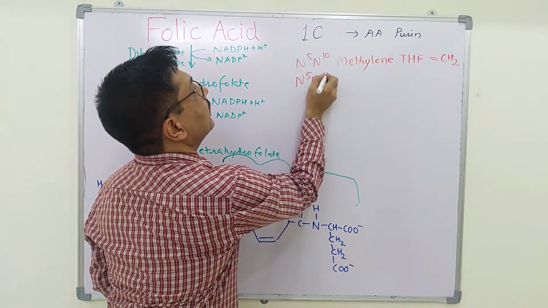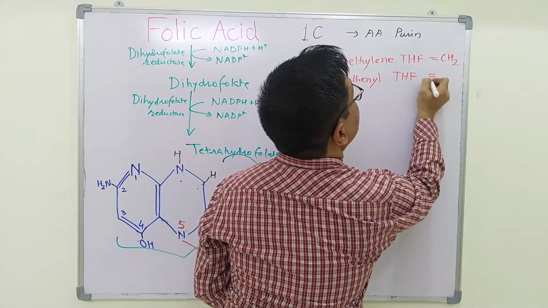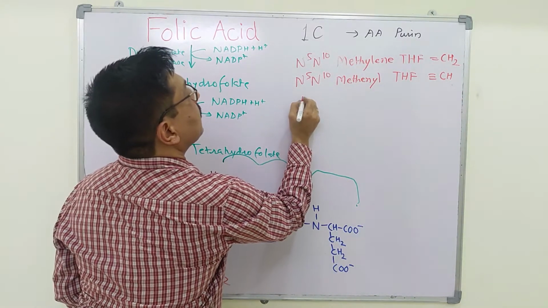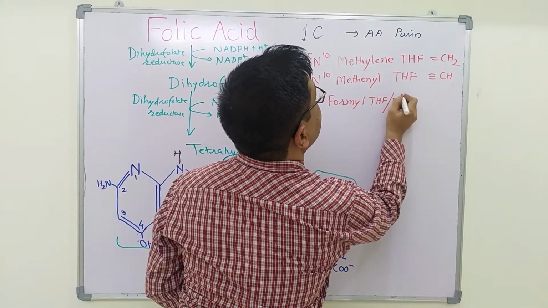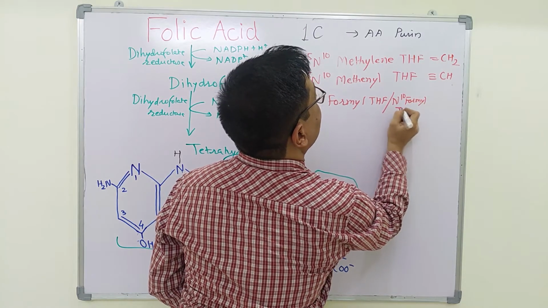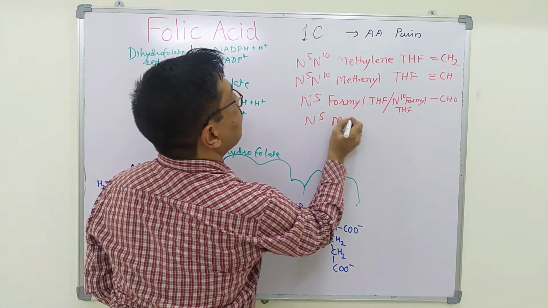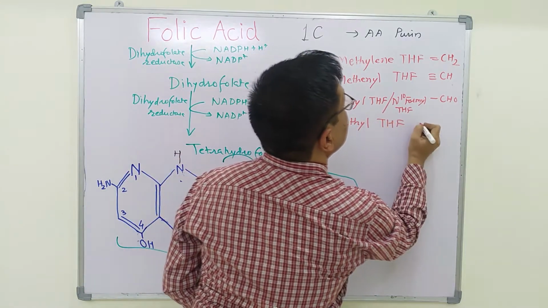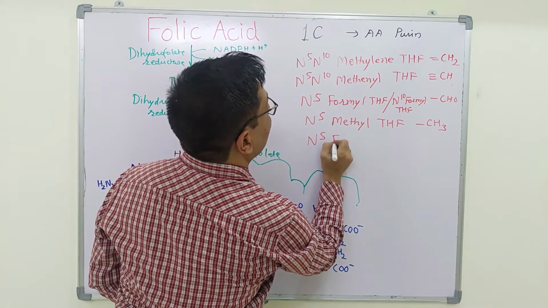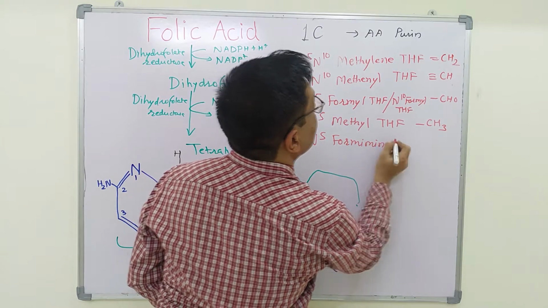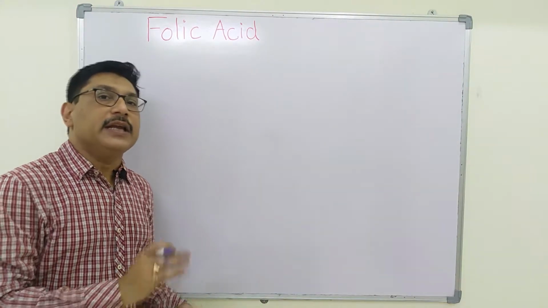Likewise, N5N10 methenyl tetrahydrofolate, then N5-formyl tetrahydrofolate, as well as N10-formyl tetrahydrofolate, CHO group, then N5-methyl tetrahydrofolate, CH3 group, and N5-formimino tetrahydrofolate, CHNH.